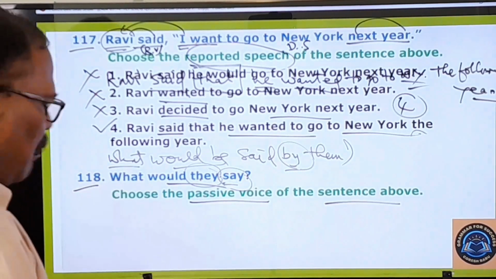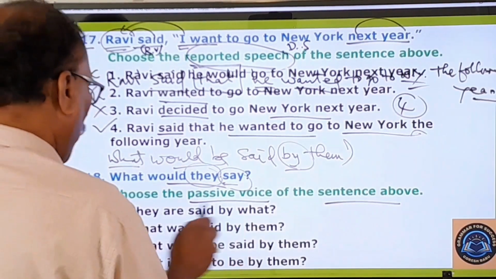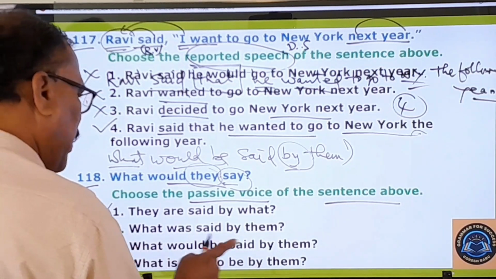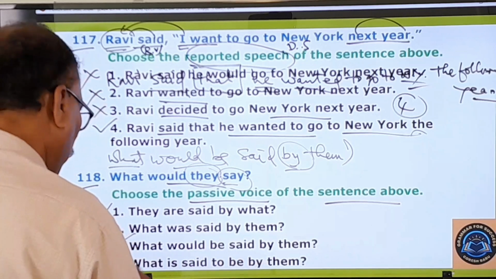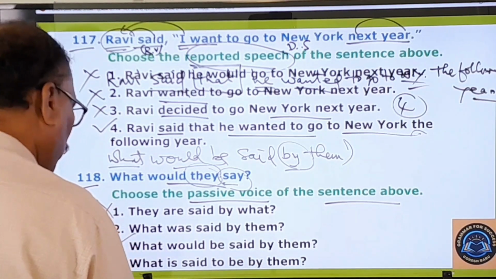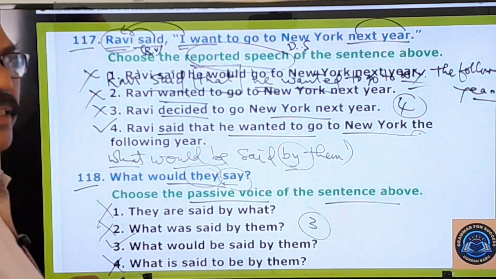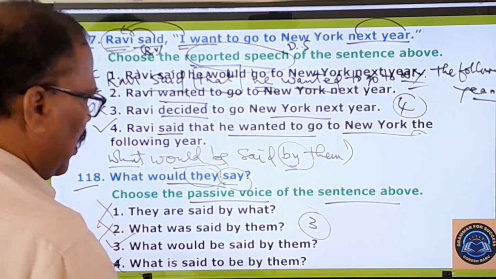Now look at the options given. They are said by, no. What was said by them, wrong. What would be said by them, yes. What is said to be by them, no. So the first one, second one, and fourth one are absolutely wrong, and only the third one is the right one, and that is your answer. Right. Now let's move on to other questions.